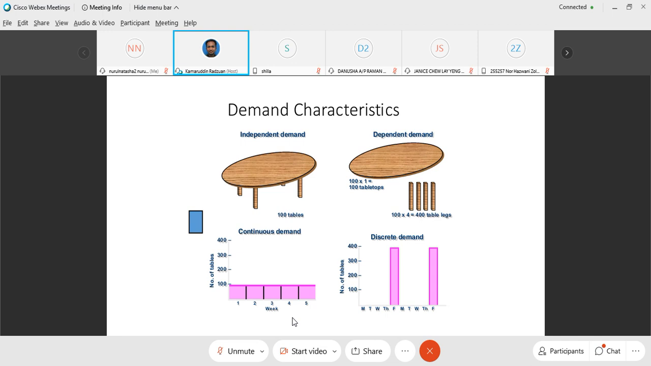So for the characteristic of continuous demand, normally we can found in the finished goods inventory, and for the discrete demand characteristic, we can found this example of the item in the raw material or component of item.